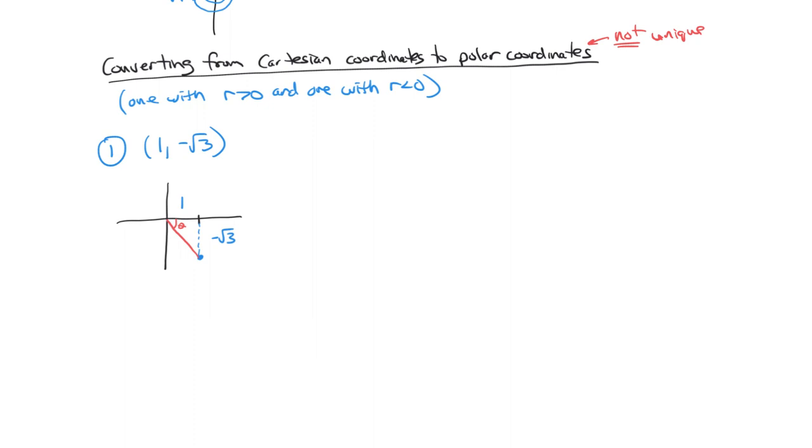Well, the formula for r, remember, r equals the square root of x squared plus y squared. Well, here is x, here is y, so we could say r equals the square root of 1 squared plus negative square root of 3 squared. So that's equal to the square root of 1 plus 3, which is equal to the square root of 4, or 2. So r equals 2. So you can plug that 2 in.